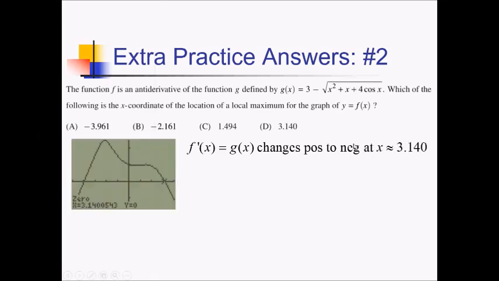So there was my graph. There was my value of x. And this means, since f prime is changing positive to negative there, that means that f has a local max at x equals 3.14. So therefore, choice D.